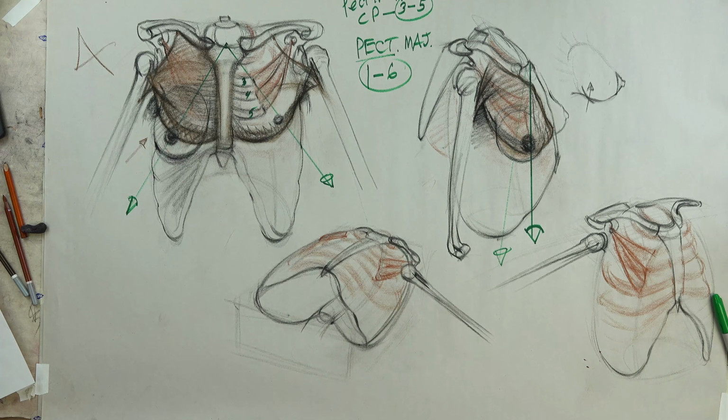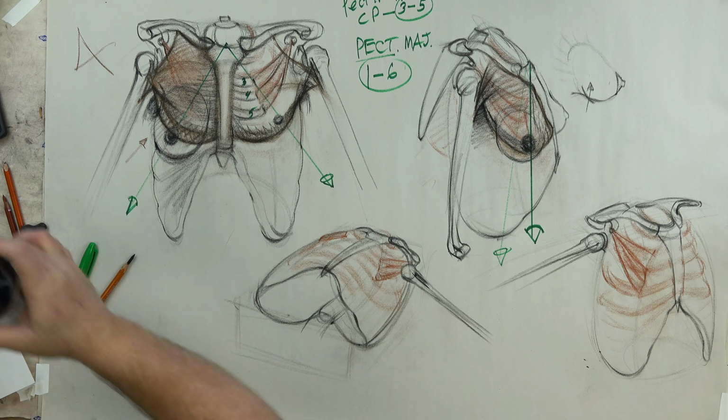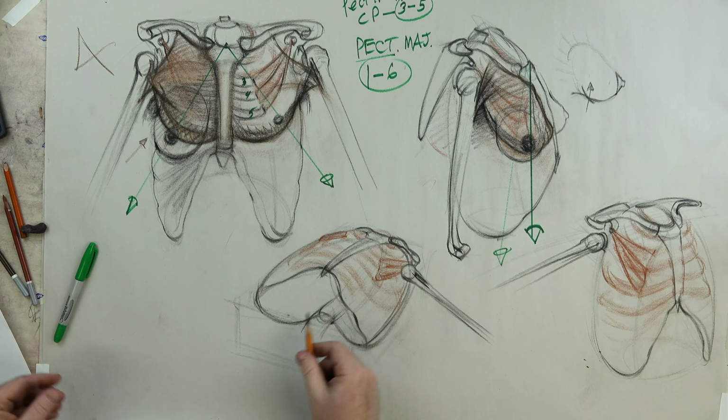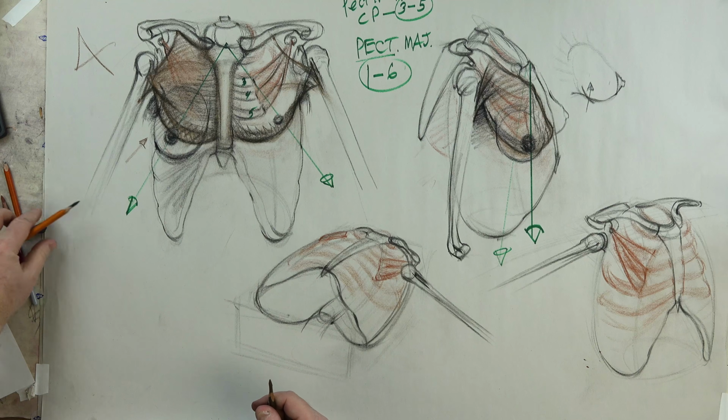So let's now work these more difficult poses over here. Let me take a swig of a drink so we can talk about that. And add these muscles on top. So the minor, you see, we've already included in these views. We've already done that.